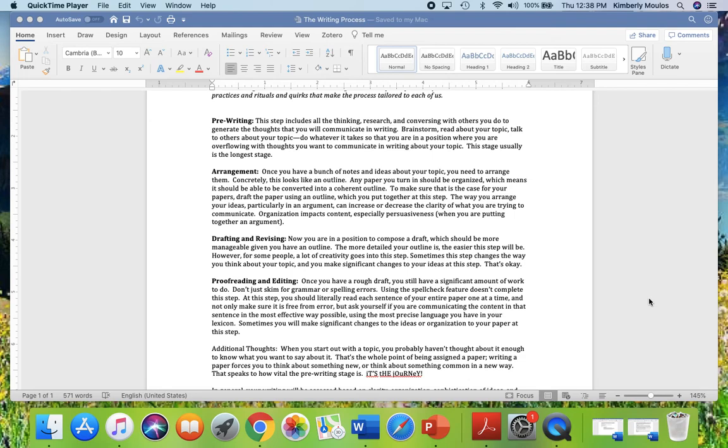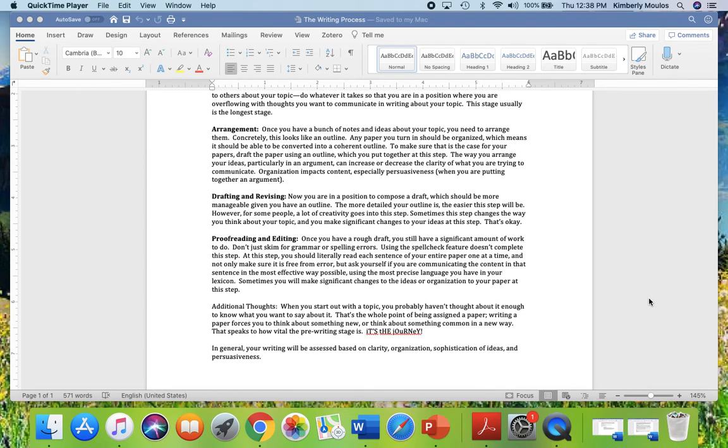Okay, so the next stage is arrangement. Once you have a bunch of notes and ideas about your topic, you need to arrange them. Concretely, this looks like an outline. Any paper you turn in should be organized, which means it should be able to be converted into a coherent outline. To make sure that is the case for your papers, draft the paper using an outline, which you put together at this step. The way you arrange your ideas, particularly in an argument, can increase or decrease the clarity of what you are trying to communicate.